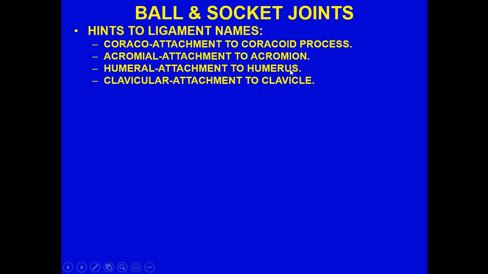Now, as I mentioned in lab, I want to reiterate this to help you. When we start talking about certain prefixes or suffixes, words mean things. Coraco is an attachment to the coracoid process. Acromio is an attachment to the acromion. Humeral is an attachment to the humerus, and clavicular is an attachment to the clavicle.